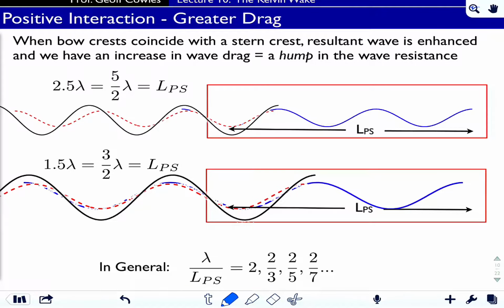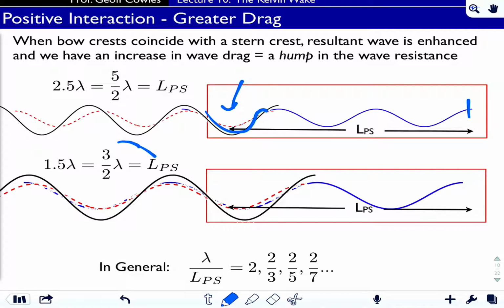First, we'll start with greater drag, so positive interaction. How do we get positive interaction? We need a bow wave such that it's producing a trough at LPS. So now we have the stern wave generating a trough here and the bow wave generating a trough here. And I admit this picture is not perfect, but we have 2 waves that are in sync. And so they will add together to produce a larger wake.